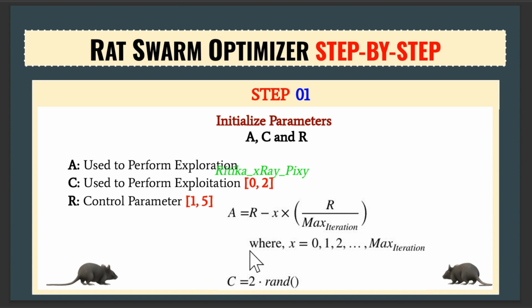And for parameter A, we will calculate the value using this equation. So we have R and C, the random values. For R, we have a value between 1 and 5. For C, the value is between 0 and 2. And for A, we will calculate using this equation. So first we will initialize our parameters.